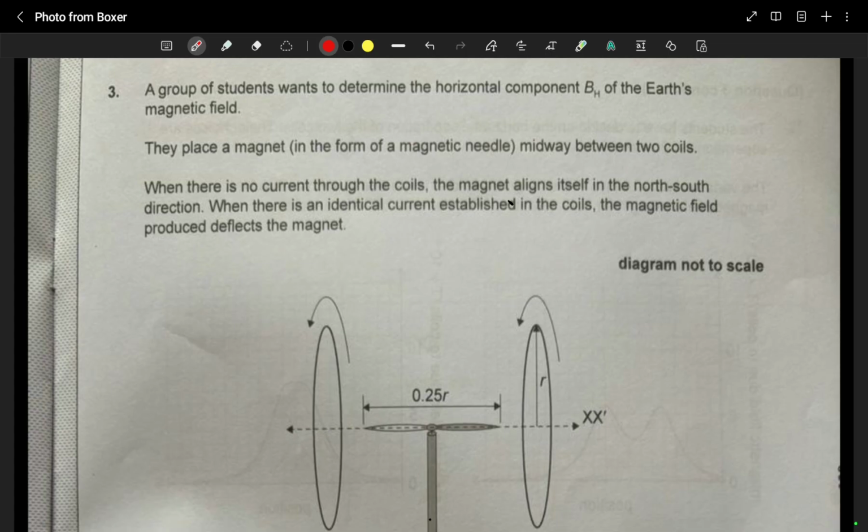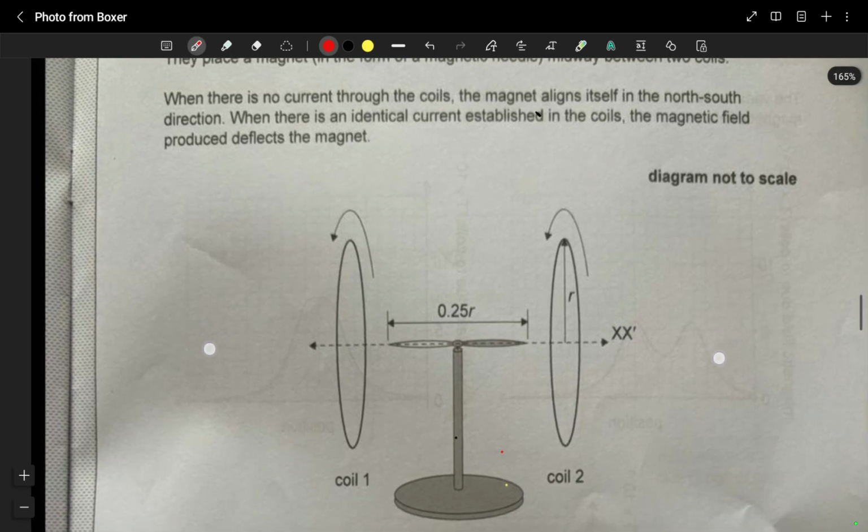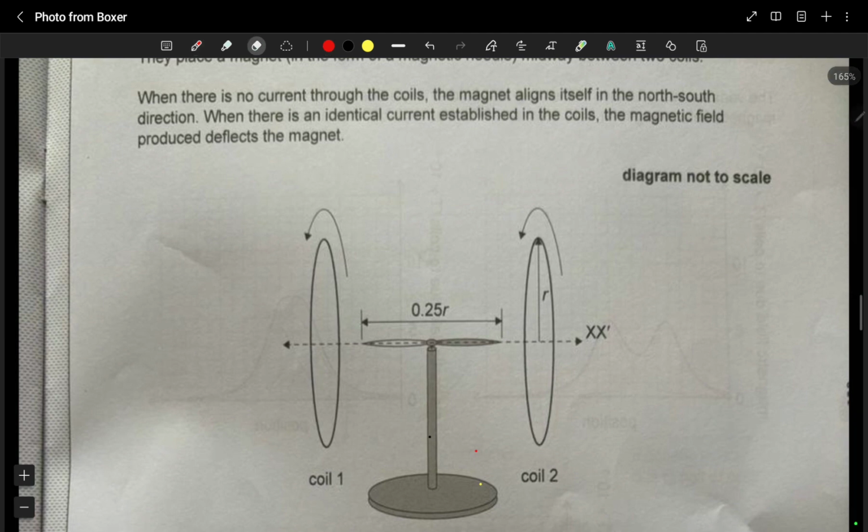This setup is called a Helmholtz coil setup. Using this, we can find out the horizontal component of Earth's magnetic field. Before we start this question, let me quickly give you a brief overview of Earth's magnetic field. Our Earth behaves like a magnet. A huge bar magnet is inside its core.